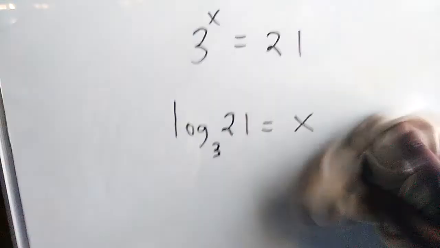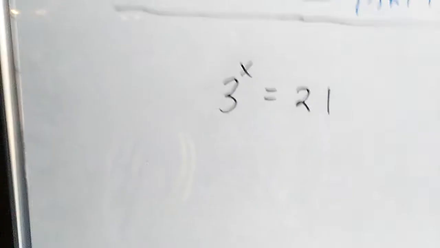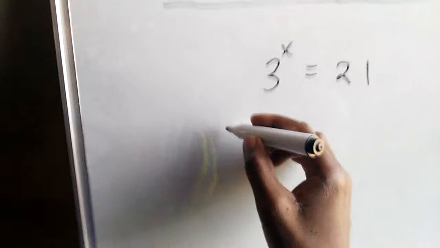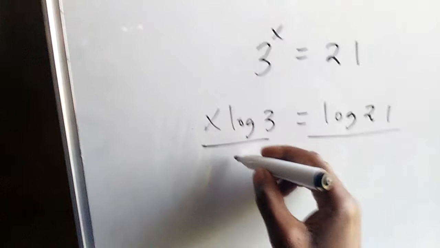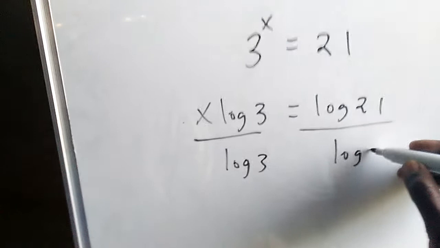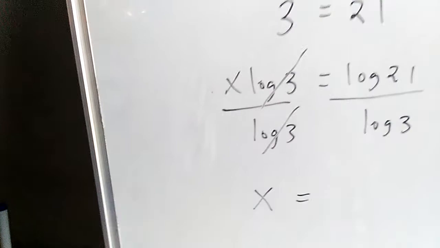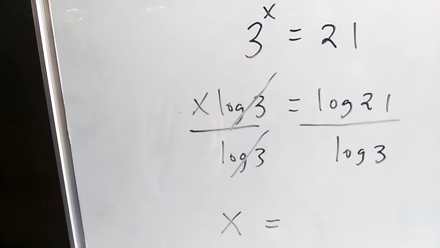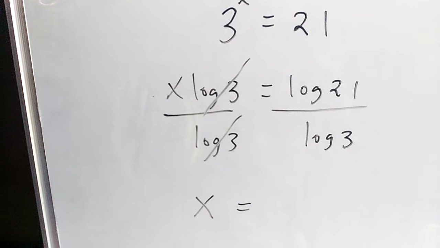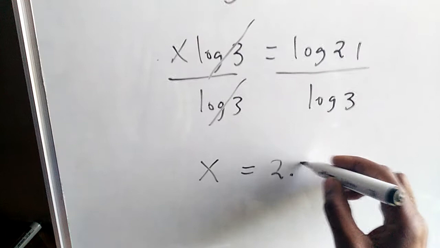If we were told to find the value of x, in this case, that's when we can say, I'll drop the power and bring the logarithm of that, and divide both sides by the logarithm of 3, so I can have the value of x. So in this case, we'll say log 21 over log 3, and then we get the value as 2.77 to 2 decimal places.